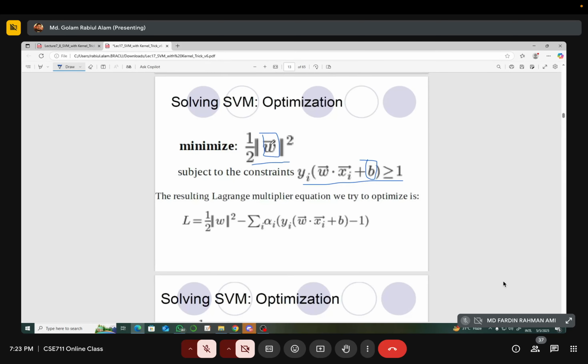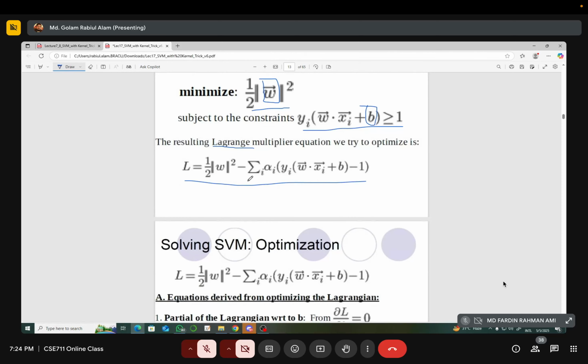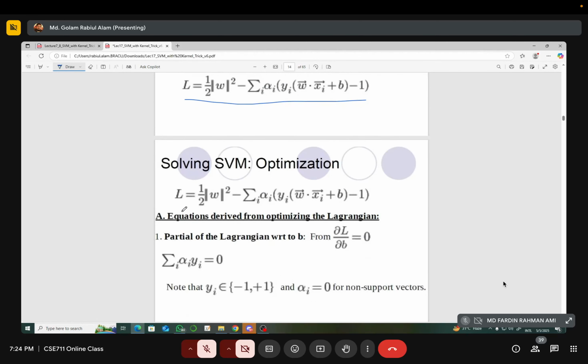For that, we want to utilize one of the optimization theoretic algorithms that is called the Lagrange method. So Lagrange method of finding out the optimal value of W and B. And this is the equation that is called the Lagrange equation. At first, we need to form that, and then we have to find out the derivative of this equation with respect to B and also with respect to W. In our last class, we also have shown that.